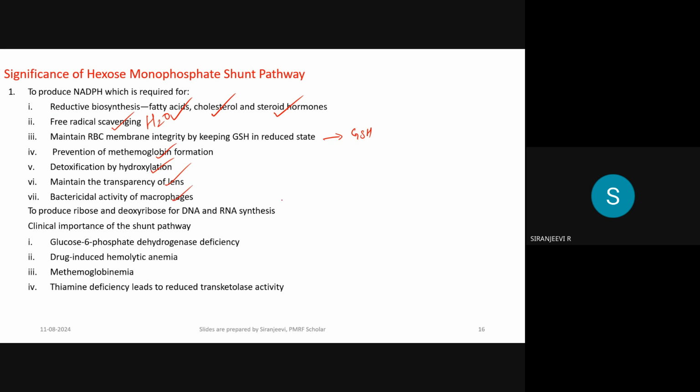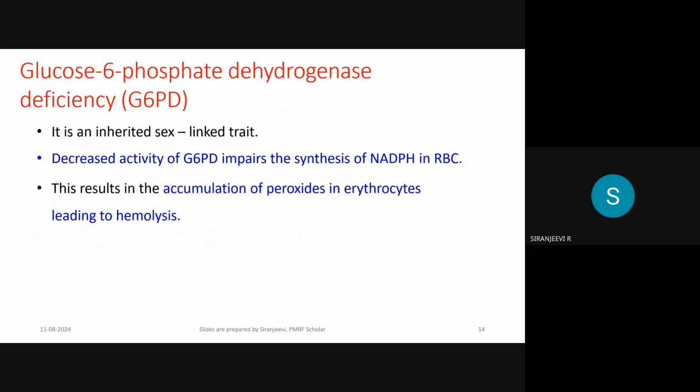And in terms of pentoses, it helps in deoxyribose and ribose synthesis, for DNA and RNA synthesis. Then the other importance of the shunt pathway: glucose 6-phosphate dehydrogenase deficiency leads to decreased G6PD, and that impairs the synthesis of NADPH in the RBC. If NADPH is not there, then more peroxide, that is H2O2, will be produced. That leads to hemolysis.